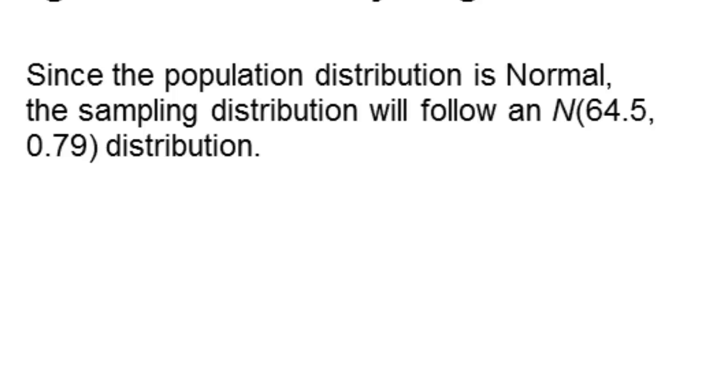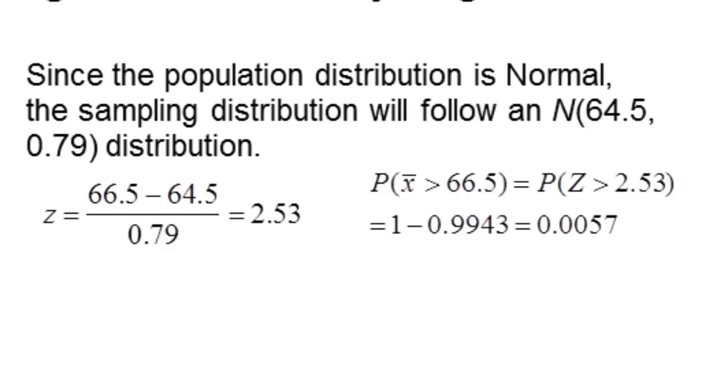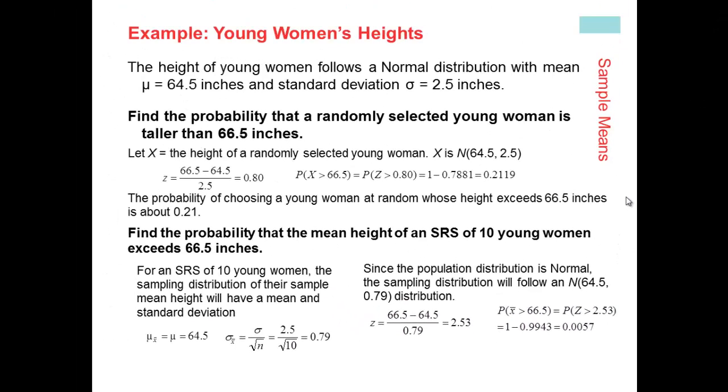I will then again standardize my z-score for 66.5 inches tall. But since it's coming from a sampling distribution of sample means, the standard deviation is much smaller. So my z-score in this case of an average of 10 becomes 2.53. Finding the probability that the z-score would be greater than 2.53 ends up being 0.0057.